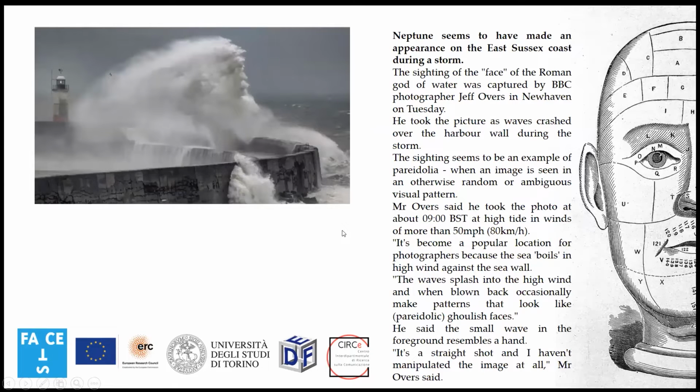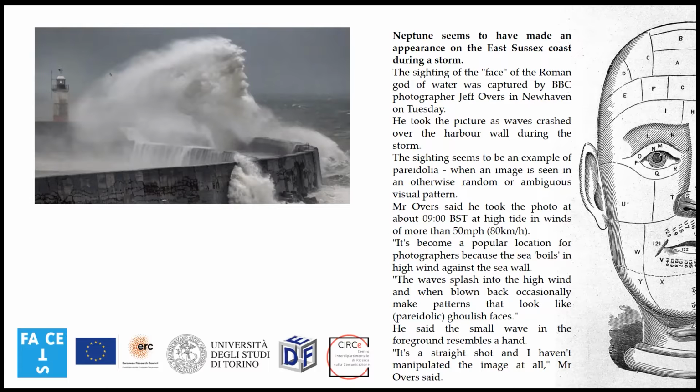was taken by a photographer working for BBC, and it was then combined with a text entitled "Neptune seems to have made an appearance on the East Sussex coast during a storm." The sighting of the face of the Roman god of water was captured by BBC photographer Jeff Overs in Newhaven on Tuesday. He took the picture as waves crashed over the harbor wall during the storm.